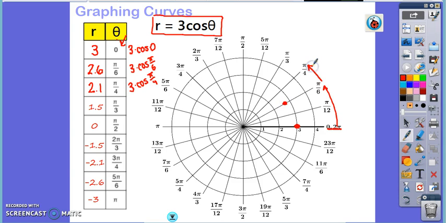I'm going to go to pi over 4 from the table, and we're out at 2.1. My next point was at pi over 3. At pi over 3, my radius is 1.5. Are you seeing where I'm getting these points? Okay. So we're going to keep going.